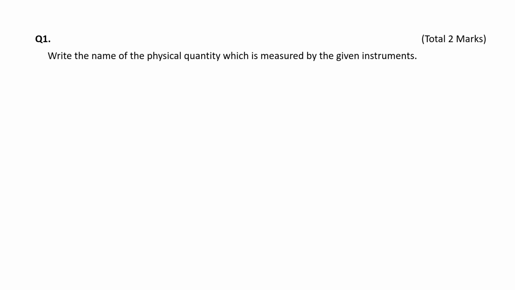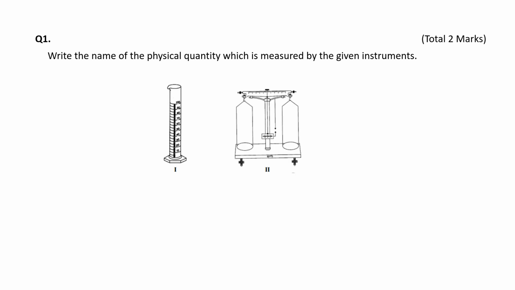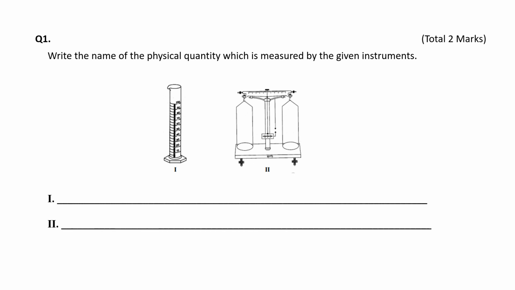The first question is of 2 marks. Remember, whenever we are answering a question, we need to look at the allocated marks for that particular question so that it will help you to answer it. It says: write the name of the physical quantity which is measured by a given instrument. The instruments are given. One is a measuring cylinder and number 2 is a physical balance. The space is given. Remember, you need to write all the answers in the given space. You cannot go beyond the given space.